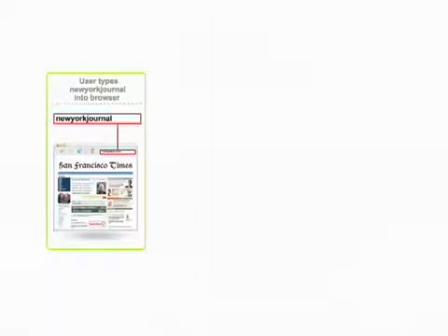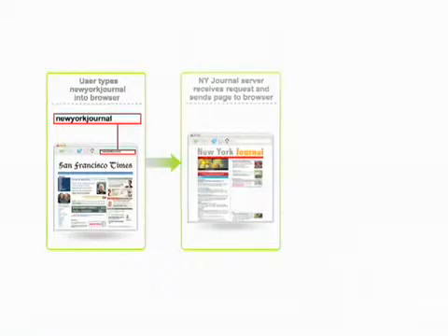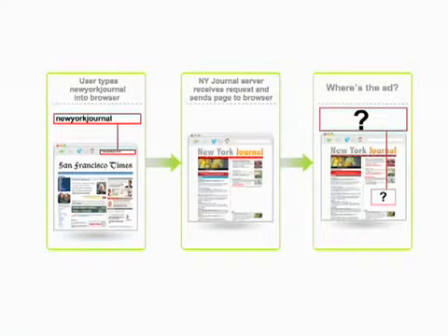So what happens next? Well, let's say I come along and decide I want to check out the New York Journal's sports section. I type the New York Journal's URL into my browser, and my browser makes a request saying, I want this web page from the New York Journal. When this request reaches the New York Journal, its server then sends the page I want to my browser.